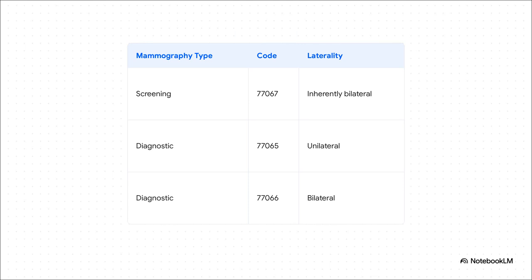What's really fascinating here is how CPT handles mammograms. Screening mammography codes like 77067 are inherently bilateral. They just are. You don't need a modifier for both sides. But the second it turns into a diagnostic mammogram, boom, you've got to watch your laterality. You have to actively choose between the unilateral code 77065 and the bilateral code 77066.